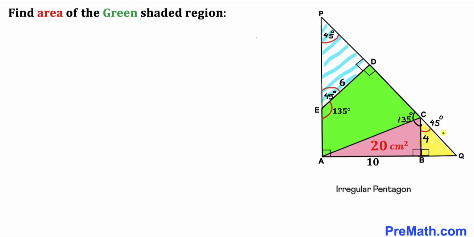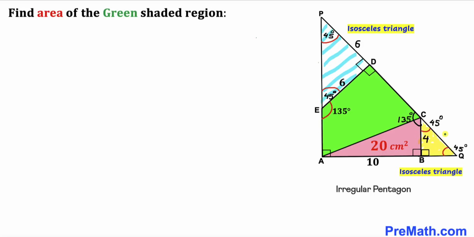And now let's focus on this yellow triangle CBQ. This angle is 90 degrees, this angle is 45 degrees. So therefore this angle has got to be 45 degrees. And now we can see that this blue triangle PED is an isosceles triangle, since these two angles are identical. So therefore this side length PD is going to be equal to this side length ED.